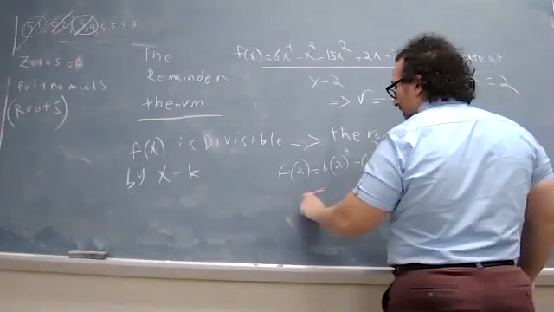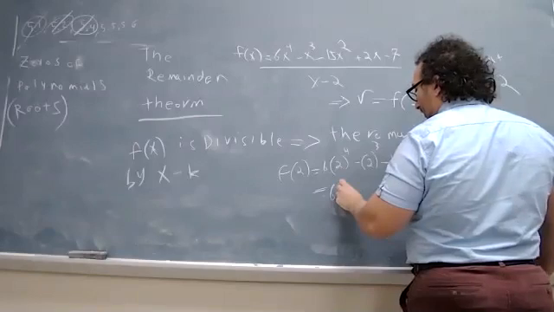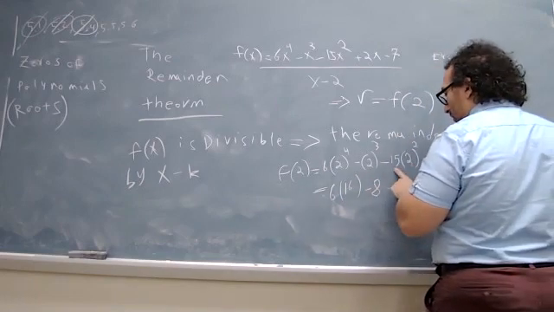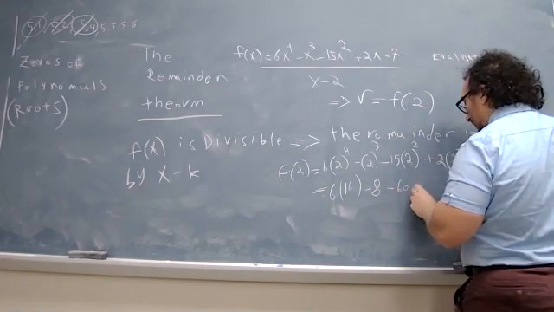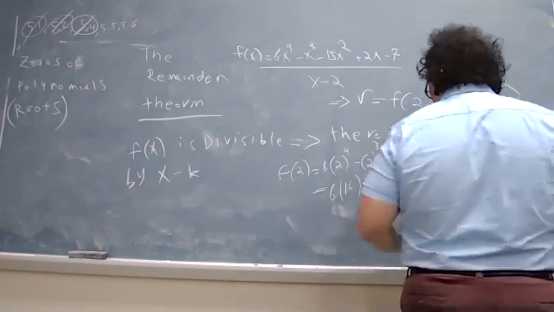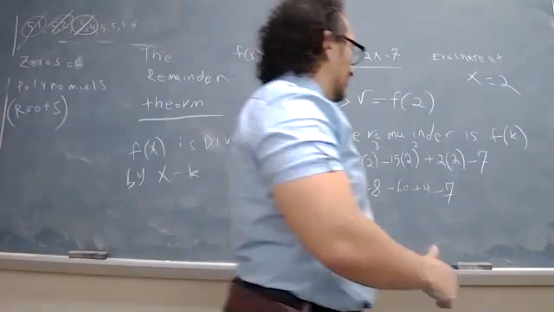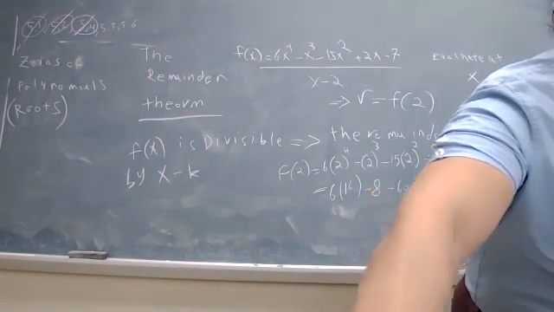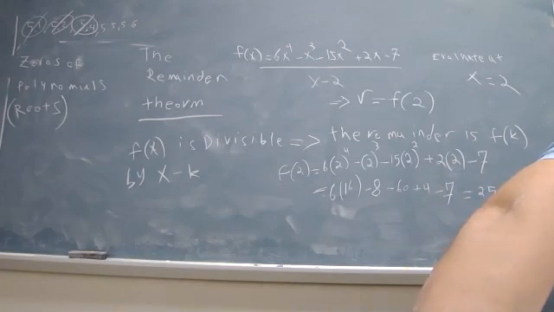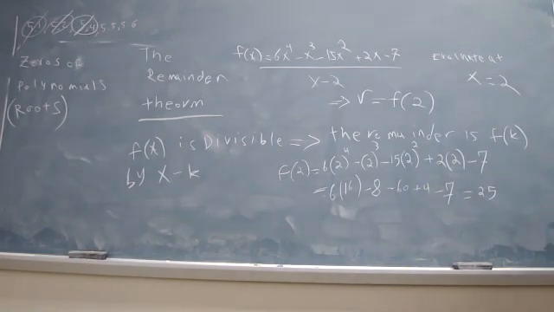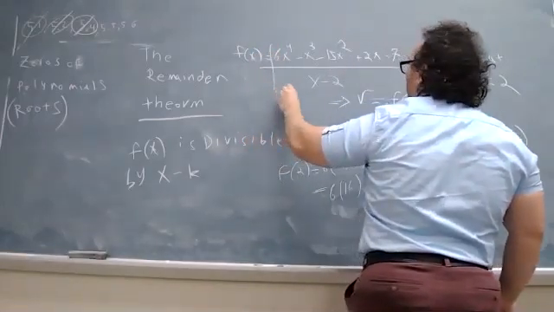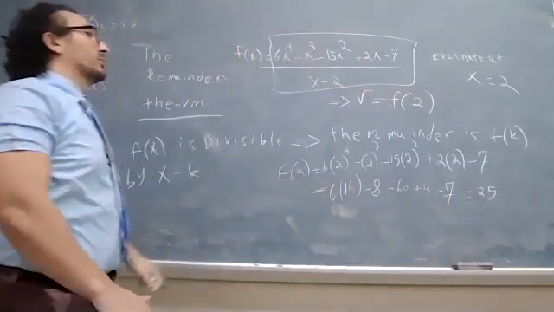All right. This is 6 times 16 minus 8 minus 60 plus 4 minus 7. Okay. Believe it or not, this breaks down to being equal to 25. So the fact that f of 2 equals 25 implies that this function is divisible by x minus 2. That is what the remainder theorem tells us.